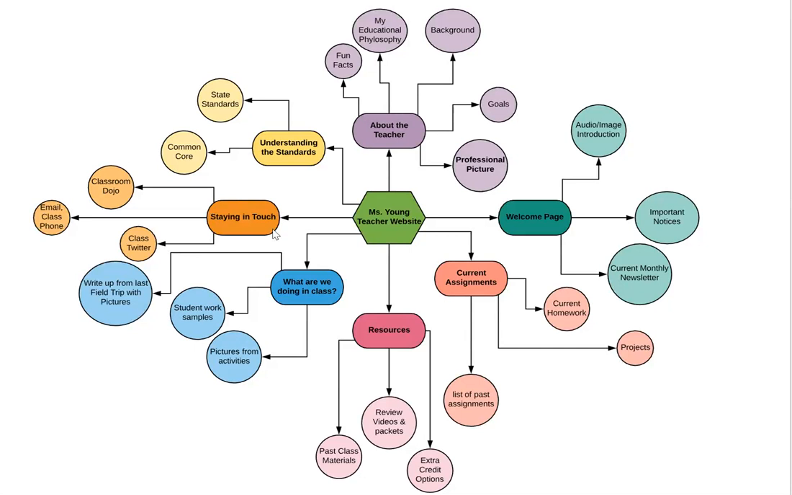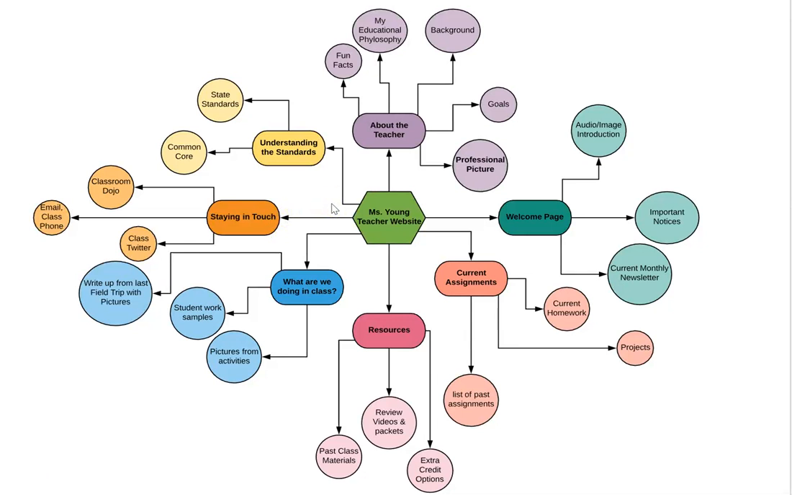I also wanted to look into making a class Twitter where maybe each week or month a different student gets to be in charge of it. They could tweet out whatever they find important, and it would obviously be a private thing where only family members who were approved by myself could then follow it and see what we're doing in the classroom. So that could be another way to share pictures, another way to share reminders, another way to show parents, families, school administrators into the classroom.